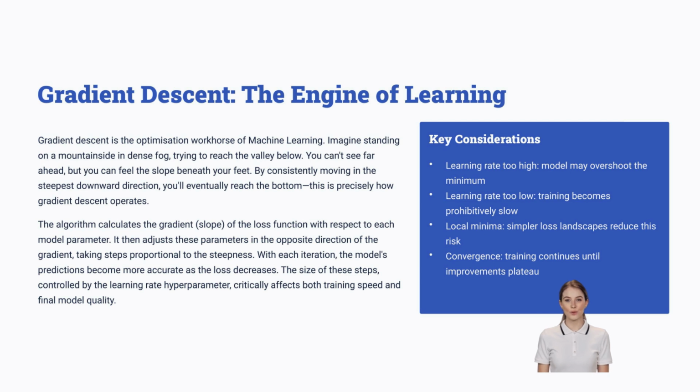Gradient descent is crucial in machine learning, akin to navigating a foggy mountainside. It calculates the gradient of the loss function, adjusting parameters in the opposite direction. The learning rate determines step size, impacting training speed and model quality. Key considerations include avoiding overshooting with high rates and slow training with low rates.